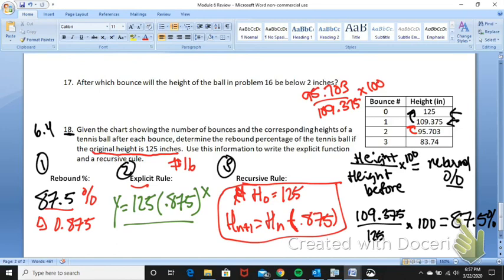So that's how you do number 18. A lot like number 16, like I said, it's just getting this rebound percentage, which is this formula right here, just taking the height and the height before it, multiplying by 100.